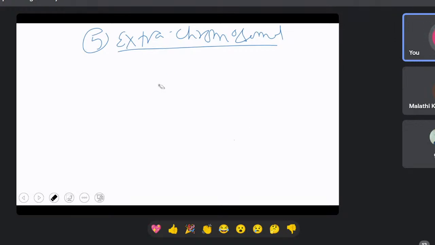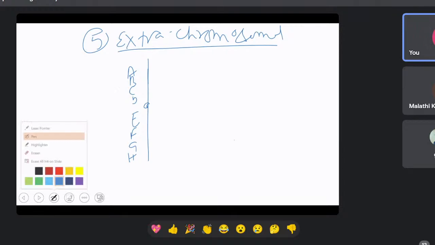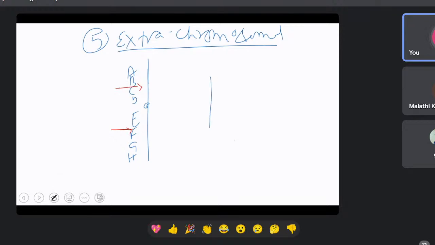Extra chromosomal duplication. In extra chromosome duplication, what happens? This is a chromosome. Again, A, B, C, D, E, F, G, H. Now the duplicated portion is from C to E. Then what happens? The duplicated segment is C, D, E, F. And this duplicated segment contains its own centromere.